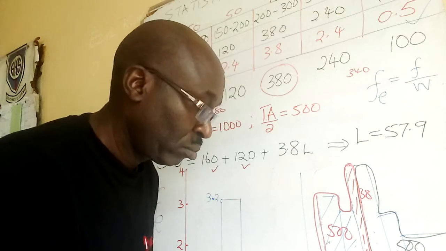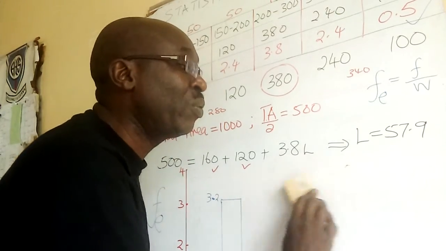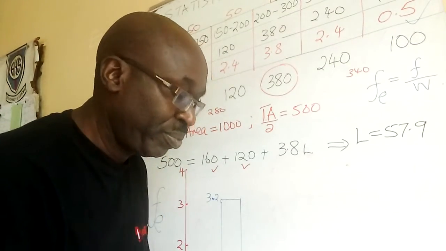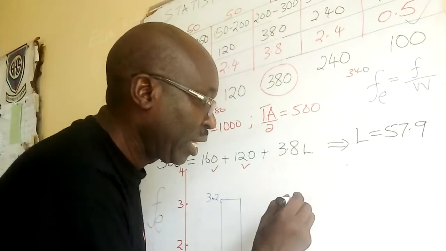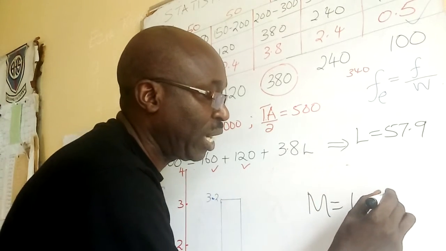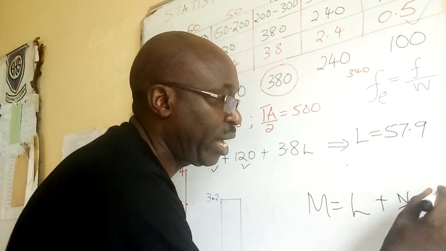And then I want you to do it using formula. Just the way it is. Using formula, you must get CF. Then you do for me, median M is equal to L plus N over 2 minus C divided by F, times I.